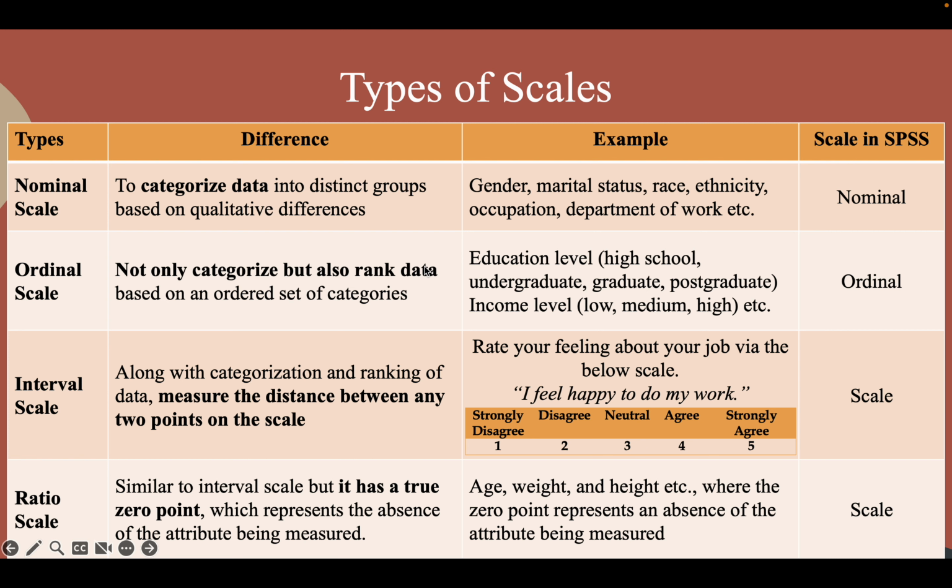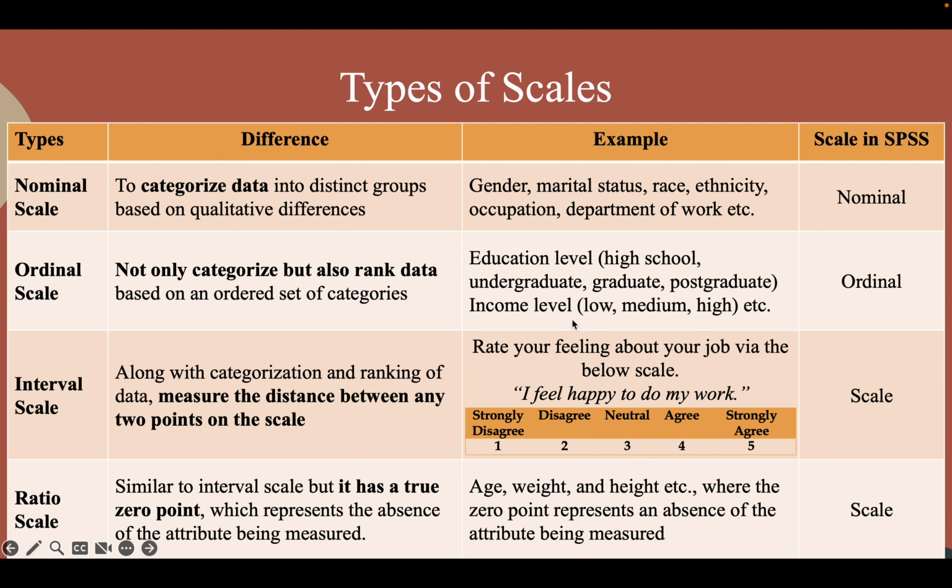The second type, that is ordinal scale, not only categorizes the data or the responses of respondents, but also ranks the data on the basis of an ordered set of categories. You can see the examples of this scale, like level of education, level of income. If we talk about level of income, respondents are being categorized into three different groups: those who have low level of income, those who have medium level of income, and those who have high level of income.